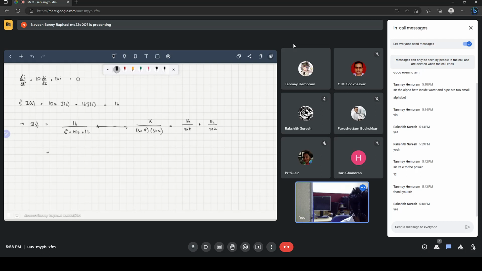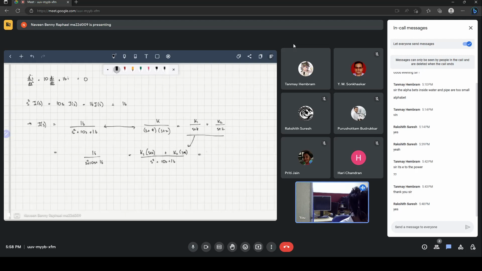So the specific steps to do this are to take this equation and expand it. That means k1 into (s plus 2) plus k2 into (s plus 8), divided by s square plus 10s plus 16, is equal to 16 by s square plus 10s plus 16. I hope that these parts made sense, how I've added these terms.